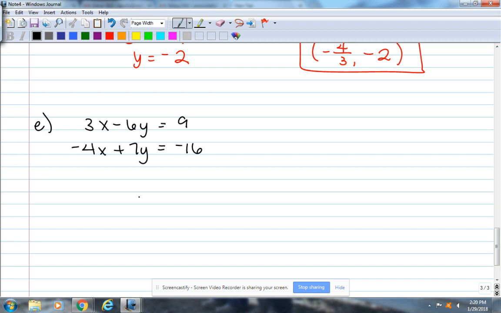Okay, there's my originals. So y'all help me decide if we want to eliminate the x's or the y's. Yeah, because the smallest number that 6 and 7 both go into is 42. And what's the smallest number that 3 and 4 both go into?